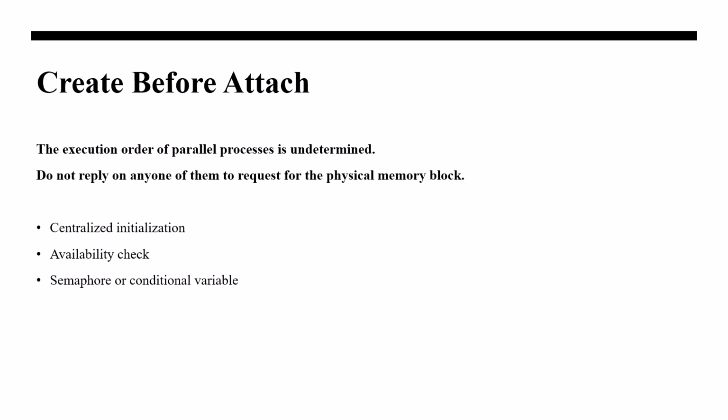So here's another situation we need to take care of. Imagine you're running multiple processes in parallel, maybe using the fork function to generate child processes, and maybe one of them is responsible for allocating the shared physical memory using shared memory get. There will be a situation where, when processes need to use the shared memory, it still hasn't been allocated by that specific process, because their execution order is totally undetermined.